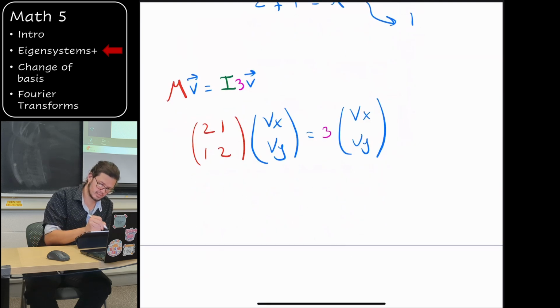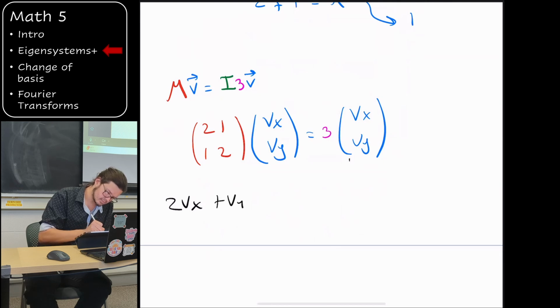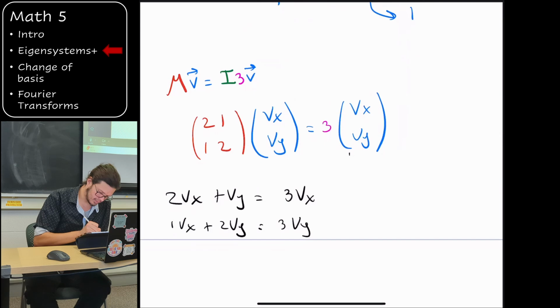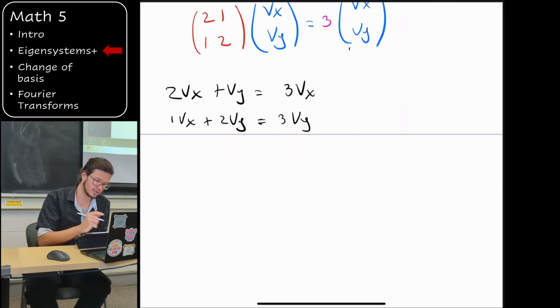So what do I get? I'm going to write it in black. 2Vx, I'm going to multiply this times this. 2Vx plus Vy is equal to 3 times Vx. And I get 1Vx plus 2Vy is equal to 3 times Vy. For those of you that have had experience with systems of equations, you will realize that these two equations are redundant. I can actually just focus on one.